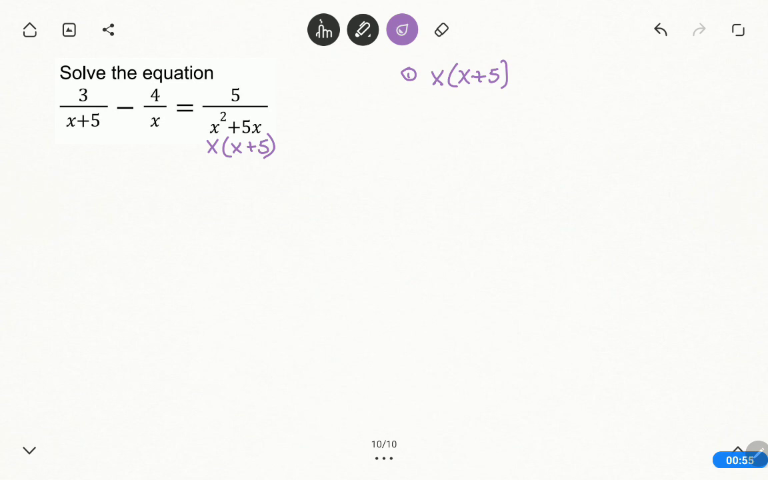I'm going to go ahead and rewrite the original problem before I do my second step in this process. So we got x plus 5, we got 3 on top, x, 4. Just trying to give myself a little bit more room to write out the next step. And 5, there we go.